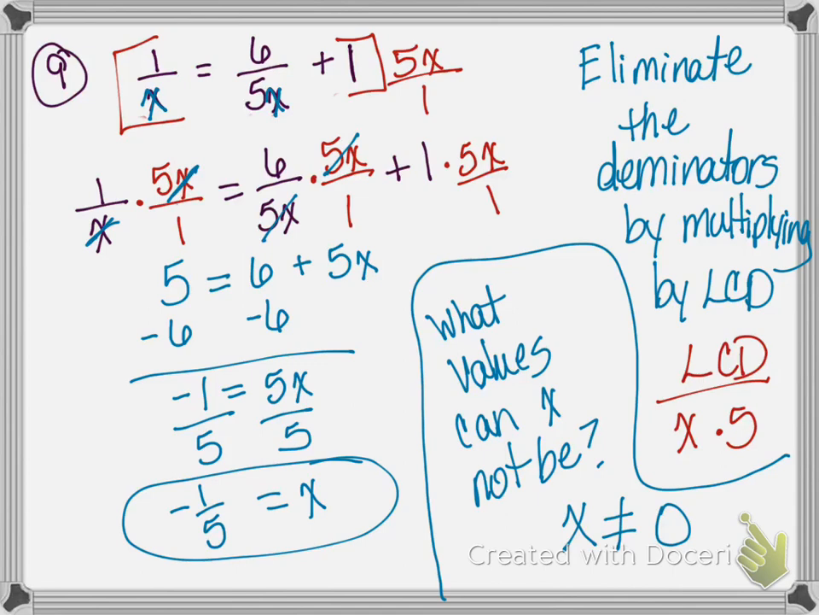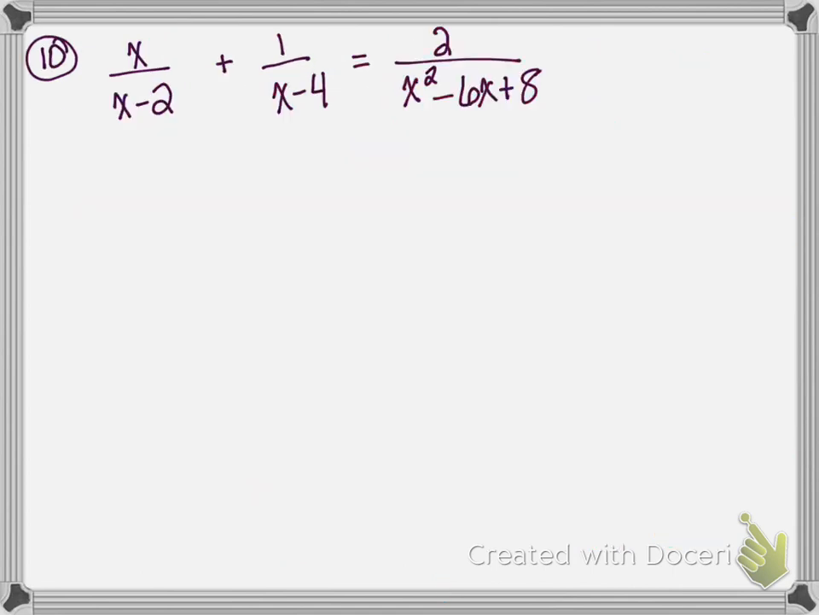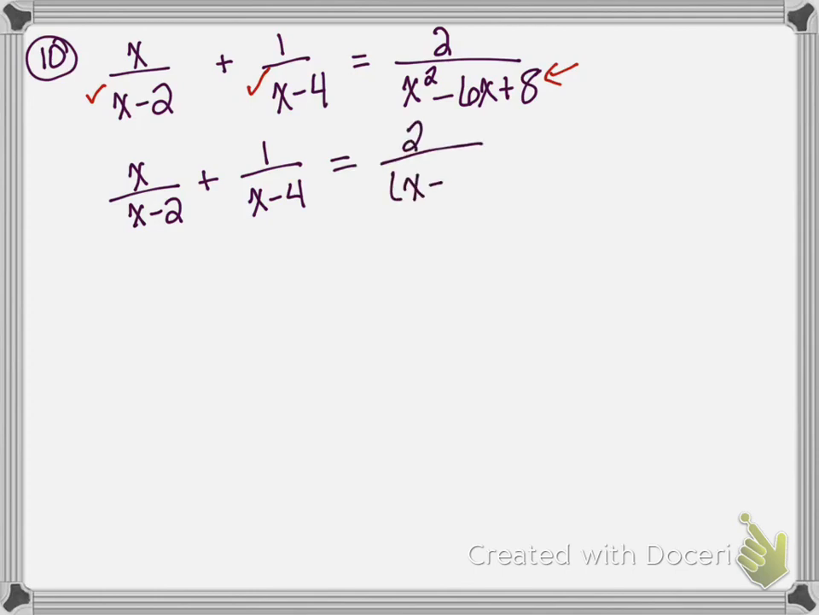We good? Okay. So again, for this one, we're looking for the LCD. This is already factored, in its simplest form. This is not. So I've got to factor that. That's what I want to do first. So I have x over x minus 2 plus 1 over x minus 4 equals 2. And this factors to x minus 2, x minus 4.